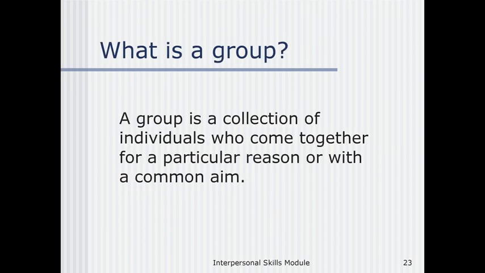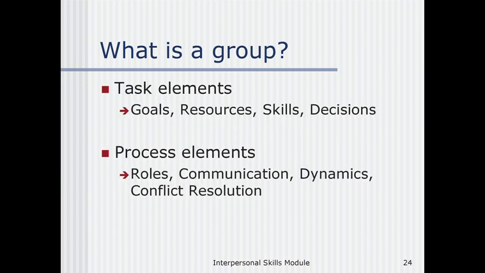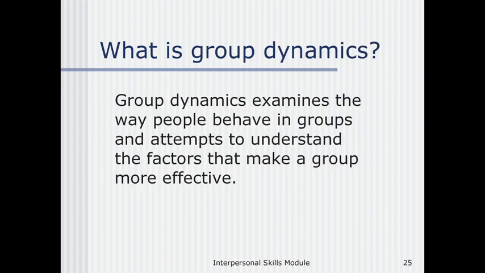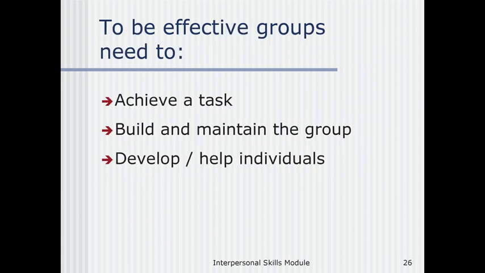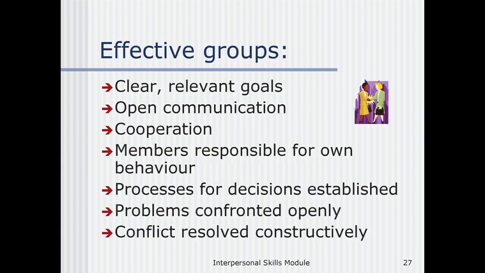So a group is a collection of individuals who come together for a particular reason or with a common aim. There you can have some task elements like goals, resources, skills, and decisions. And there are some process elements like roles, communications, dynamics, and conflict resolution. What does group dynamics mean? Group dynamics examines the way people behave in groups and attempts to understand the factors that make a group more effective. To be effective, groups need to achieve a task, build and maintain the group, and develop and help individuals.